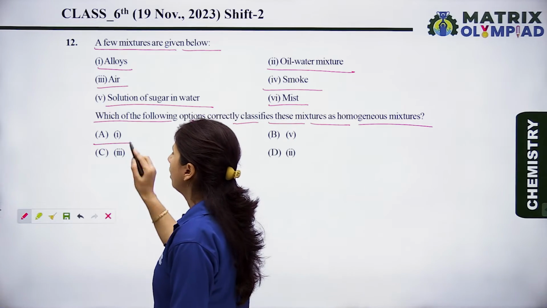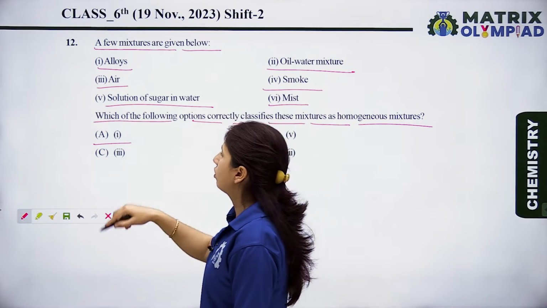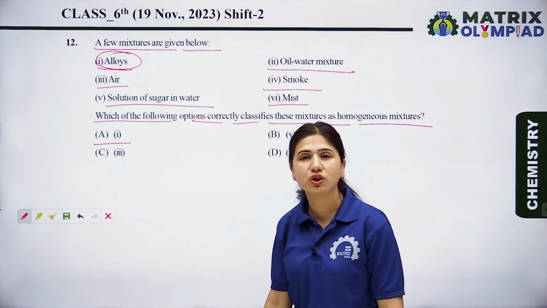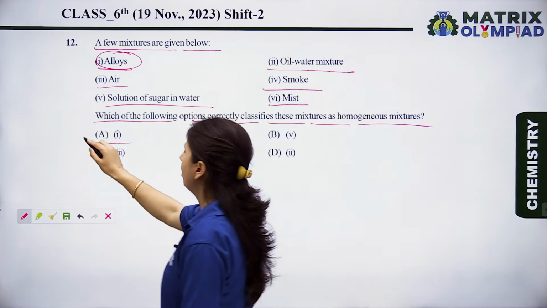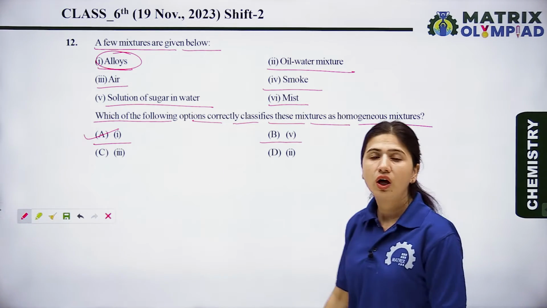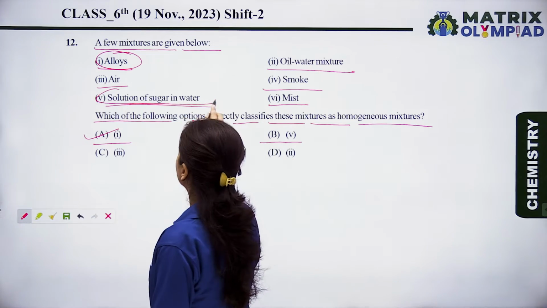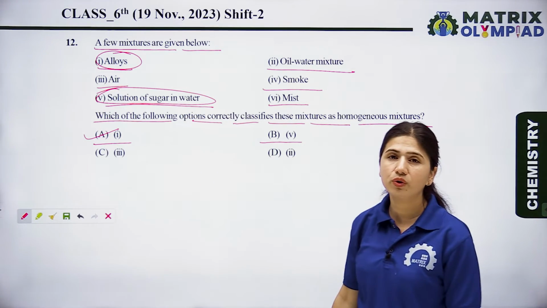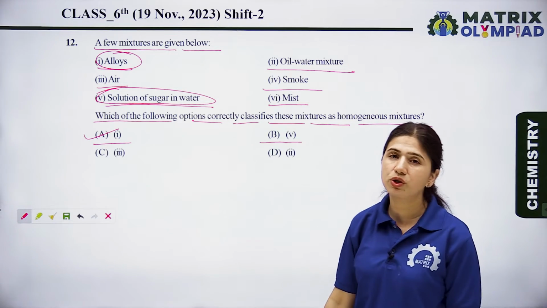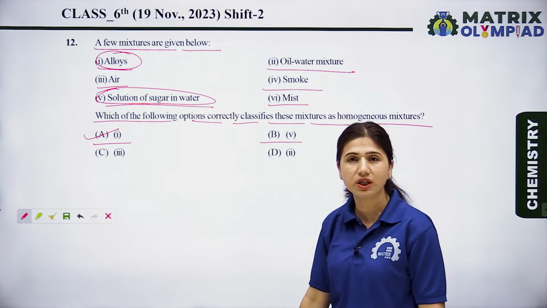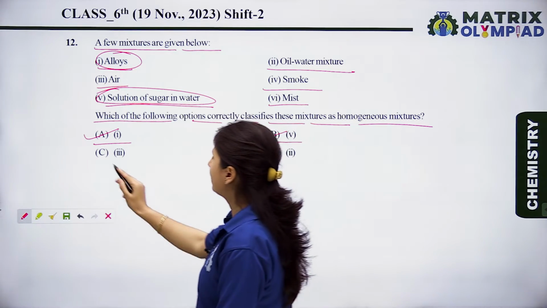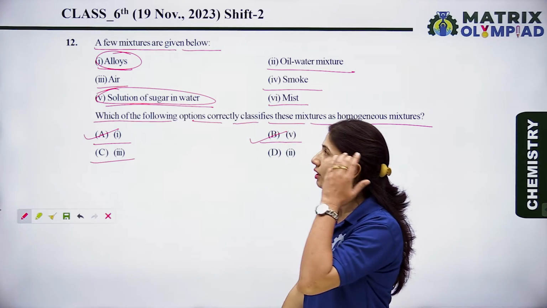Now let's see the options. According to option A, first is a homogeneous mixture. First is alloy. Alloys are homogeneous mixtures of two different metals. So this is a right option. Now let's see option B. According to B, fifth is also a homogeneous mixture. Fifth is a solution of sugar in water. We know that when we put sugar in water, it completely dissolves in water and forms a true solution, and that true solution is homogeneous in nature. So option B is also a right option. Now let's see C. C is third. Third means air.